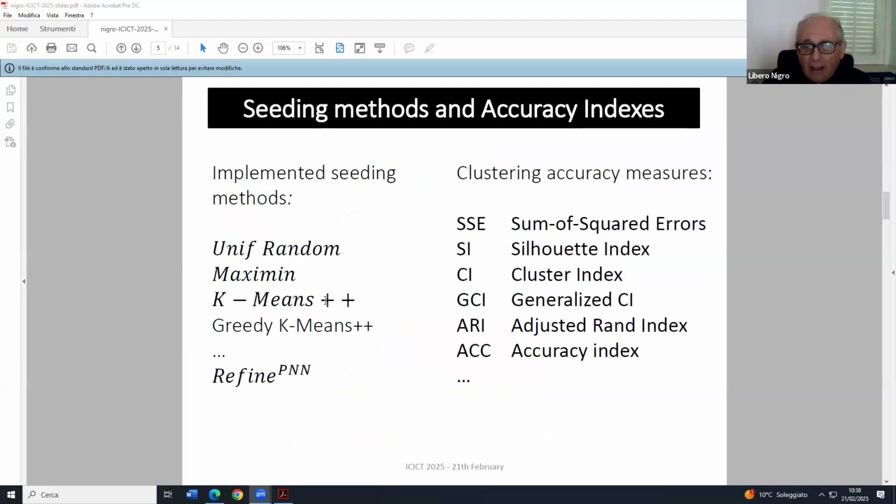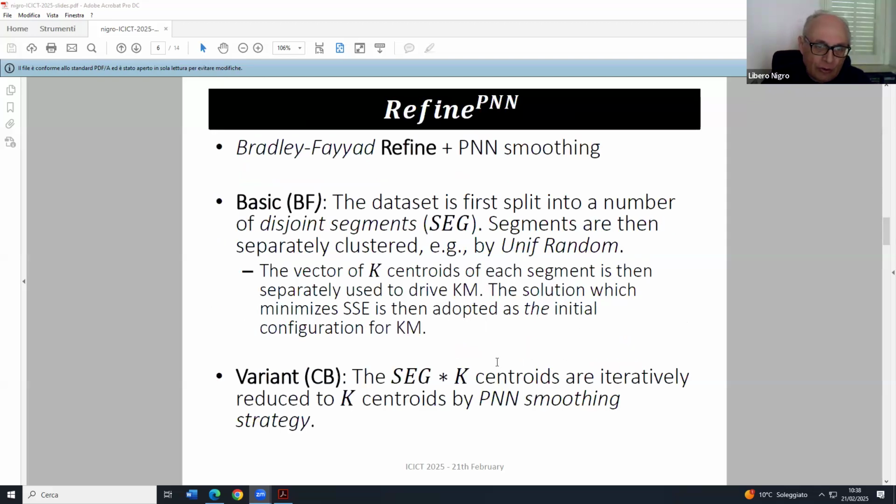Now, when using k-means or standard random swap, we need to use some seeding method to initialize centroids. And this is a list of the seeding methods we have implemented. And also on the right, you see a number of clustering measures, indexes, with which we try to assess the goodness of a solution.